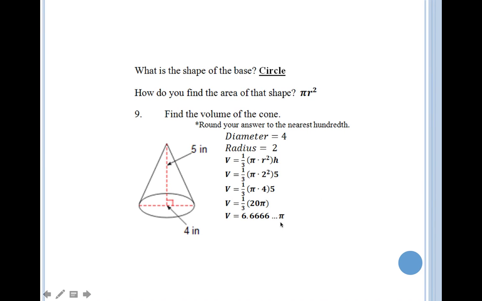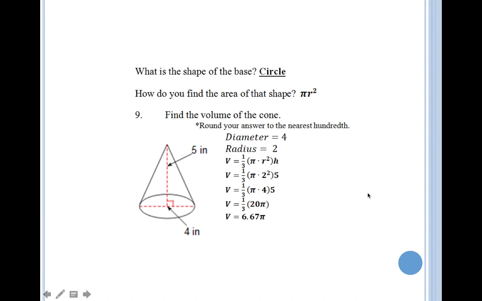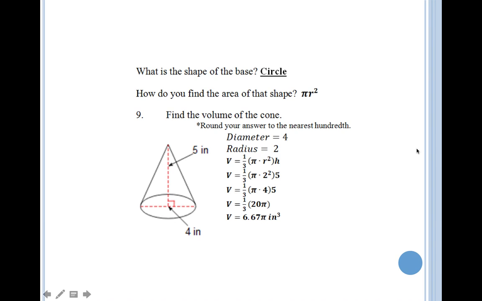Don't forget it. So round to the nearest 100th. Go to the 100th place. This 6 is going to tell my 6 to go up. So it should round to 6.67 pi. And then go back and look at your units. Inches, inches cubed.